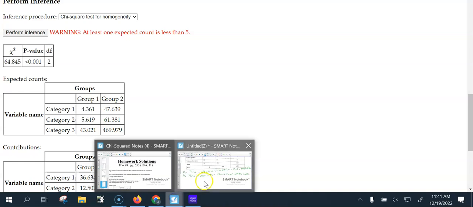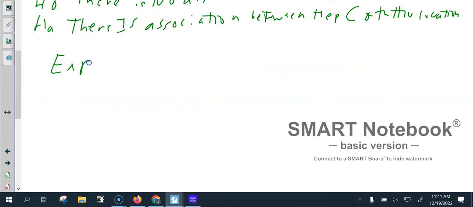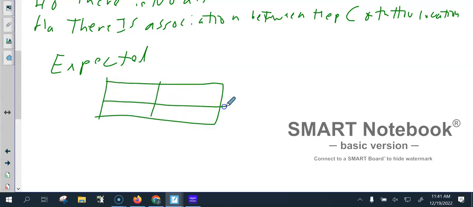So when we come back to our thing here, we're going to make it a little expected table. And it doesn't have to be really fancy. You can put boxes. You don't have to really, but if you want to, you can. I'd be fine if you just write it down. It says 4.361, 5.619, 47.639, and 61.381. So you just make a little expected table since we didn't add that to our regular table. It's a little bit different than the previous chi-squared problem.